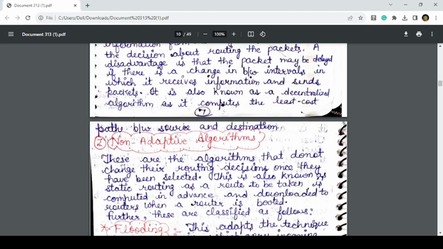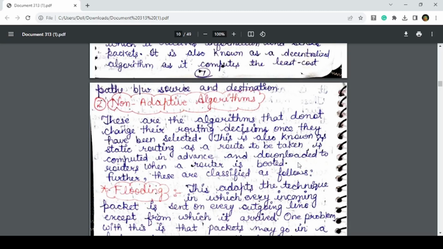Now the second point is the non-adaptive algorithm. Those algorithms which do not change their routing decisions once they have been selected. This is also known as static routing. Adaptive algorithm is known as dynamic routing, and non-adaptive algorithm is also known as static routing because it does not change once it has been selected. And this is also known as static routing, as the route to be taken is calculated in advance and downloaded to routers when a router is booted, when the router is started.